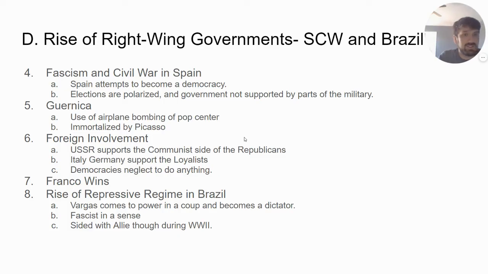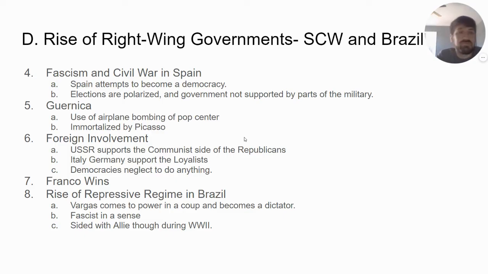Italy and Germany support the royalists, because Mussolini saw it as a chance to expand fascism and kind of create not a puppet state, but an allied state. And democracies, which are Britain and France, neglect to do anything. They were fearful of getting involved in a war. Wars are expensive. The next chapter is going to talk about appeasement and the great failure of European foreign policy during the 1920s and 30s. Franco wins. That's the gist of it in general. He was receiving direct foreign support, not like specific targeted support, like what the USSR was doing.